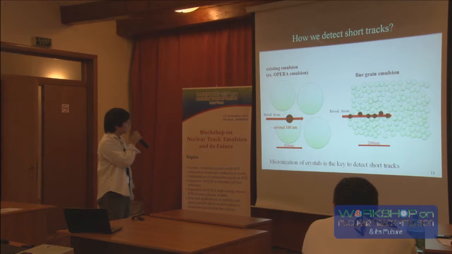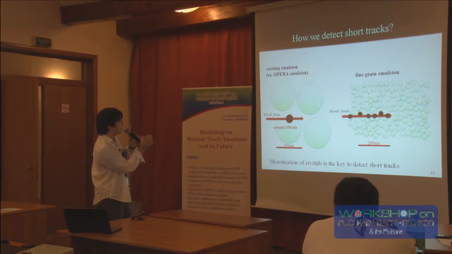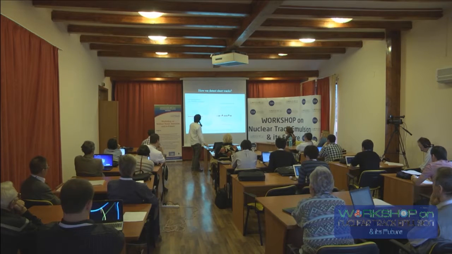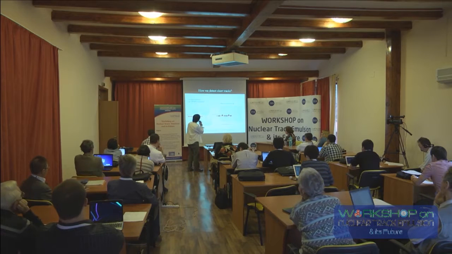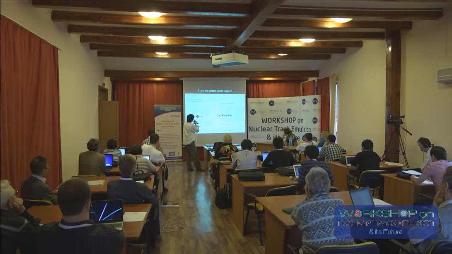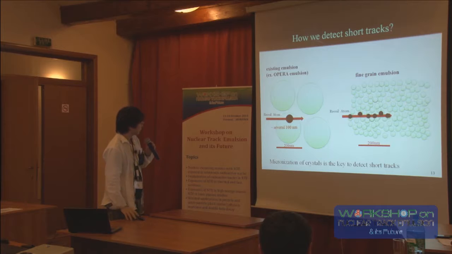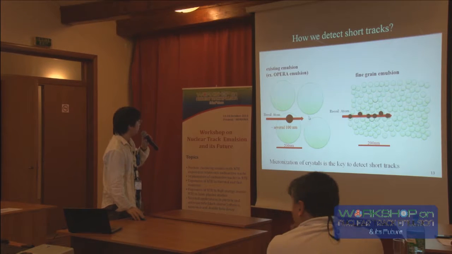To detect such very short flux, the crystal size is very important. Like OPERA type and some other bigger crystals cannot detect such short flux because the recoiled atoms cannot make tracks. But if we keep high crystal density and make the crystal size micronized, we can detect the atoms as a track. So micronization is the key to detect such short tracks.